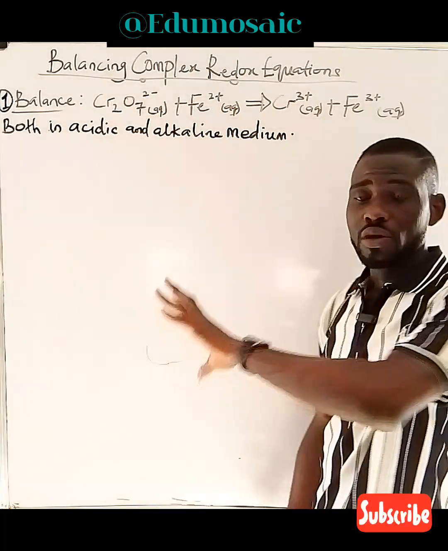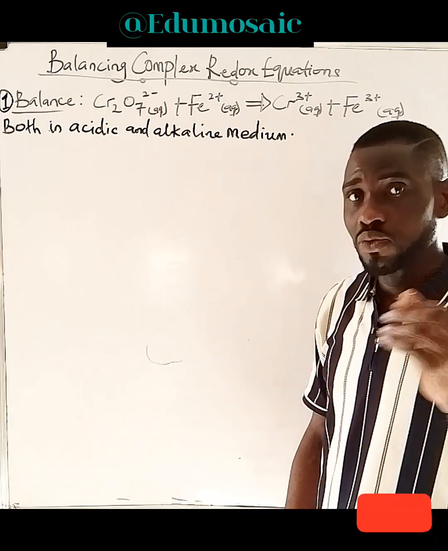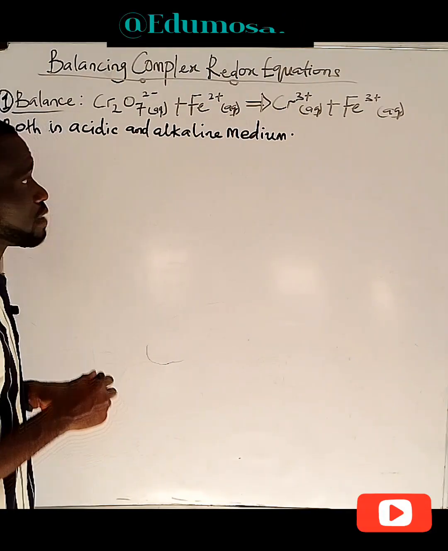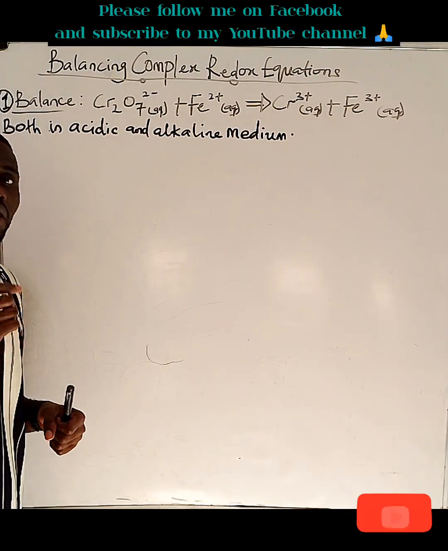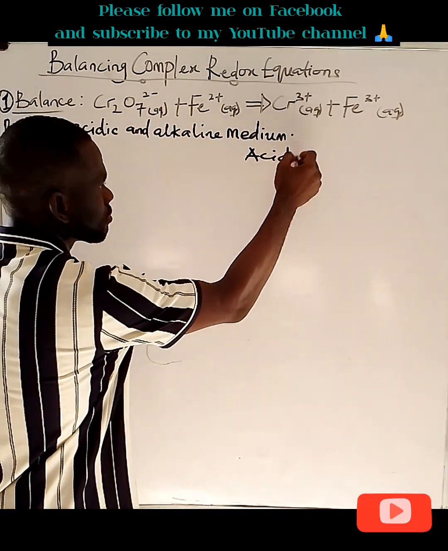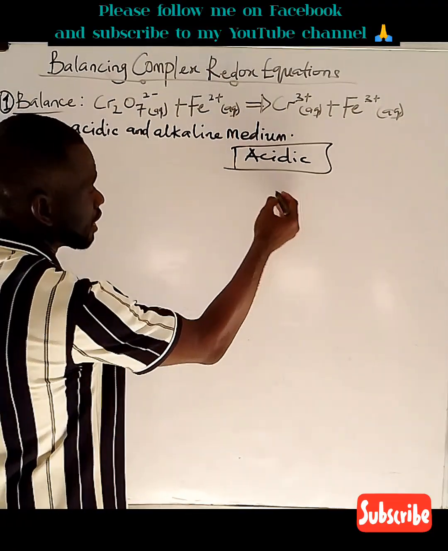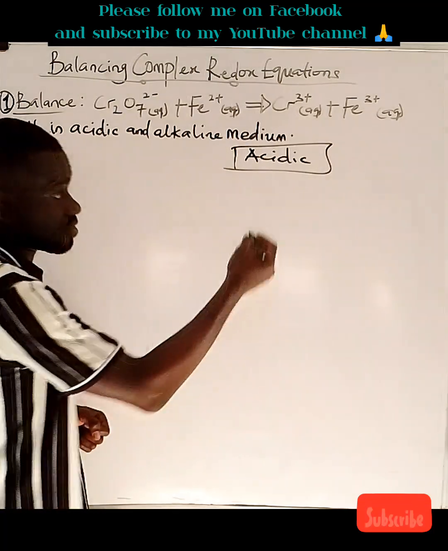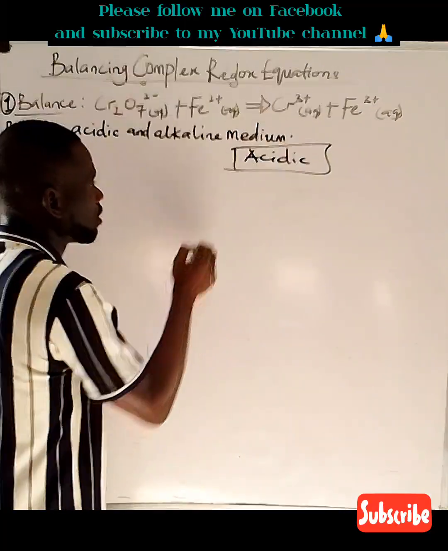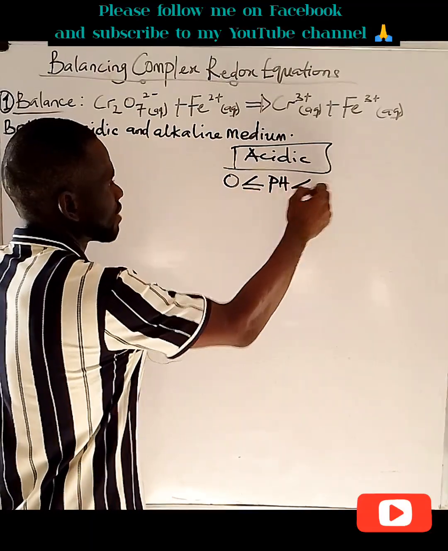So now we are going to be told if the equation is in acidic format or alkaline format. Let's see what we mean by that. An equation in acidic medium is simply an equation that has a pH lesser than 7. So if you're talking about an equation in acidic medium, it means you're talking about an equation that has a pH less than 7. Let's get a scale for this acidic medium redox equation: 0 lesser than or equal to the pH, and lesser than 7.